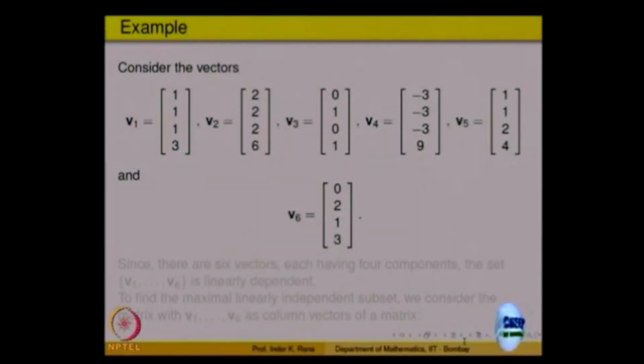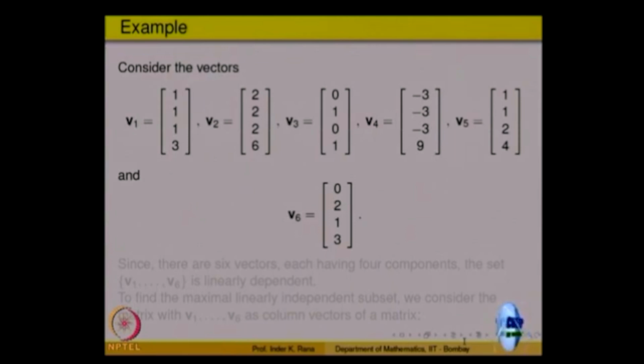So let us look at some examples for that. I have got 6 vectors v1, v2, v3, v4, v5 and v6. How many components are there? Each is a vector in R4. So there are 6 vectors in R4, the number of vectors is more than n, the dimension. So straight away, it is a linearly dependent set.